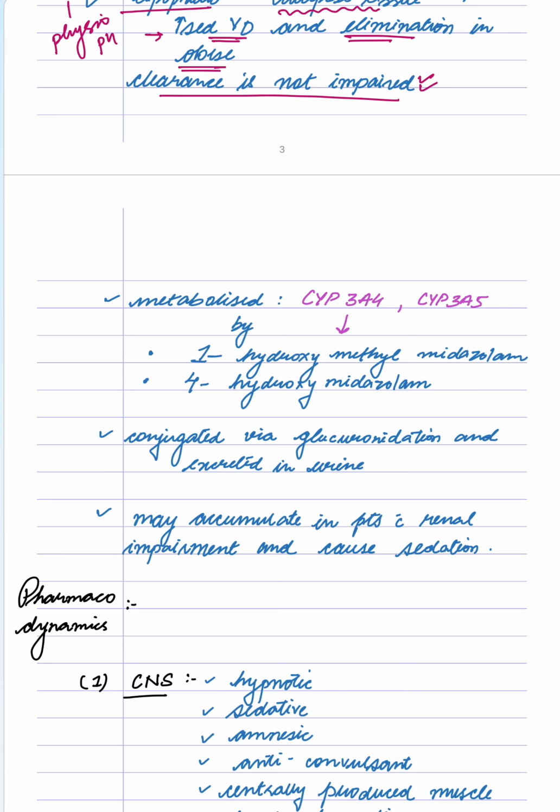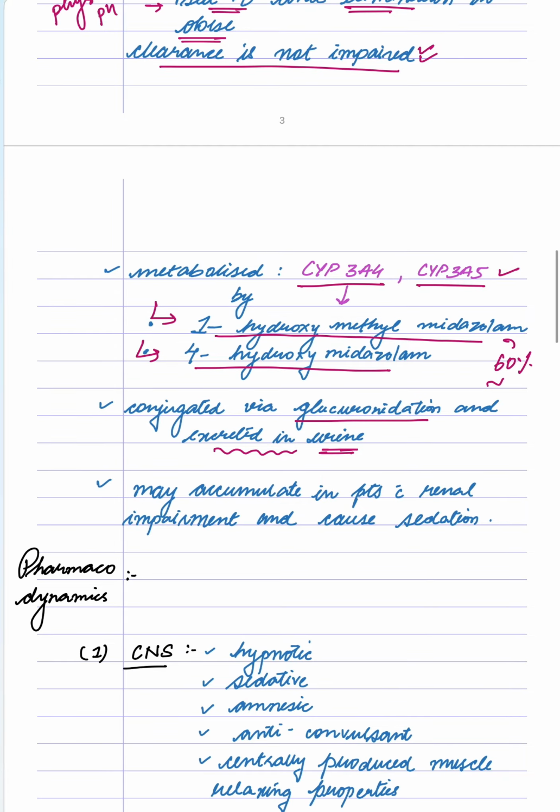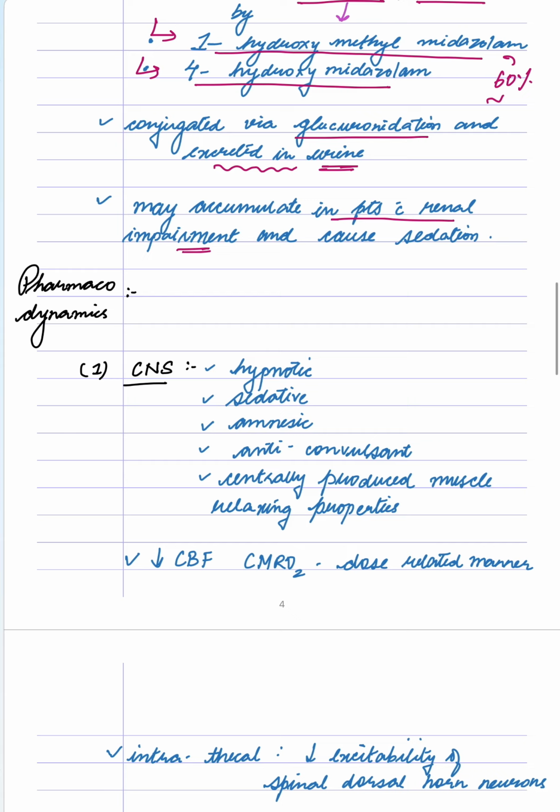It is metabolized by hepatic CYP3A4 and CYP3A5 to 1-hydroxymidazolam and 4-hydroxymidazolam. 1-hydroxymidazolam has about 60% of the affinity compared to the parent molecule. Both of these molecules are conjugated by glucuronidation and excreted in urine. So they may accumulate in patients who have renal impairment and cause prolonged sedation.